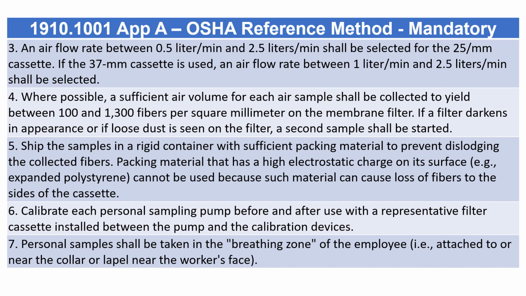If a filter darkens in appearance or if loose dust is seen on the filter, a second sample shall be started. 5. Ship the samples in a rigid container with sufficient packing material to prevent dislodging the collected fibers. Packing material that has a high electrostatic charge on its surface, e.g., expanded polystyrene, cannot be used because such material can cause loss of fibers to the sides of the cassette.